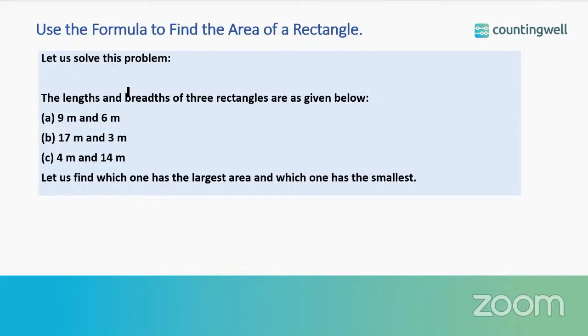Let us look at one problem. The lengths and breadths of three rectangles are given below. We have three sets of length and breadth: 9 meter and 6 meter, 17 meter and 3 meter, 4 meter and 14 meter. The question is to find which one has the largest area and which one has the smallest.